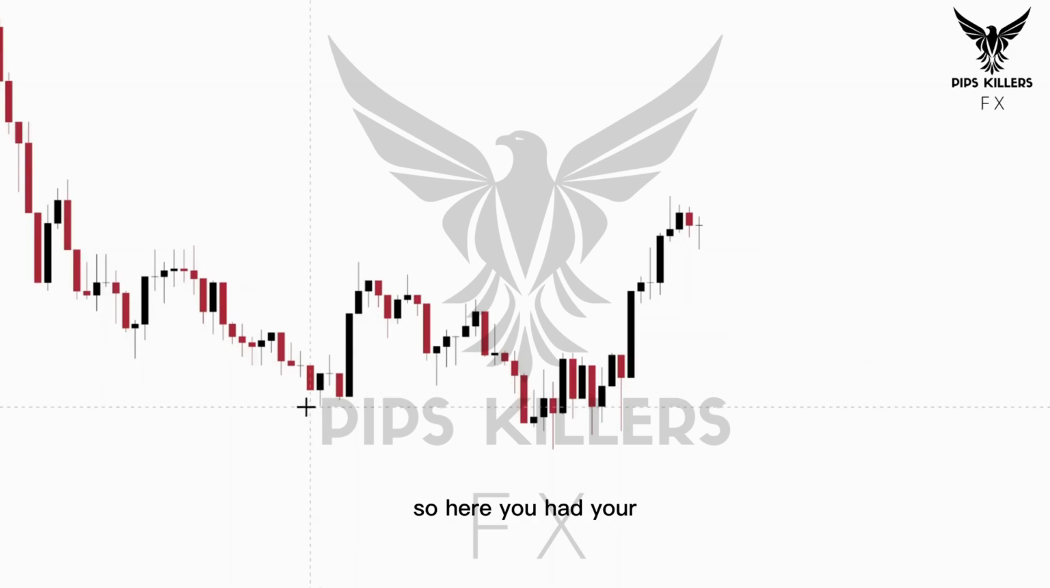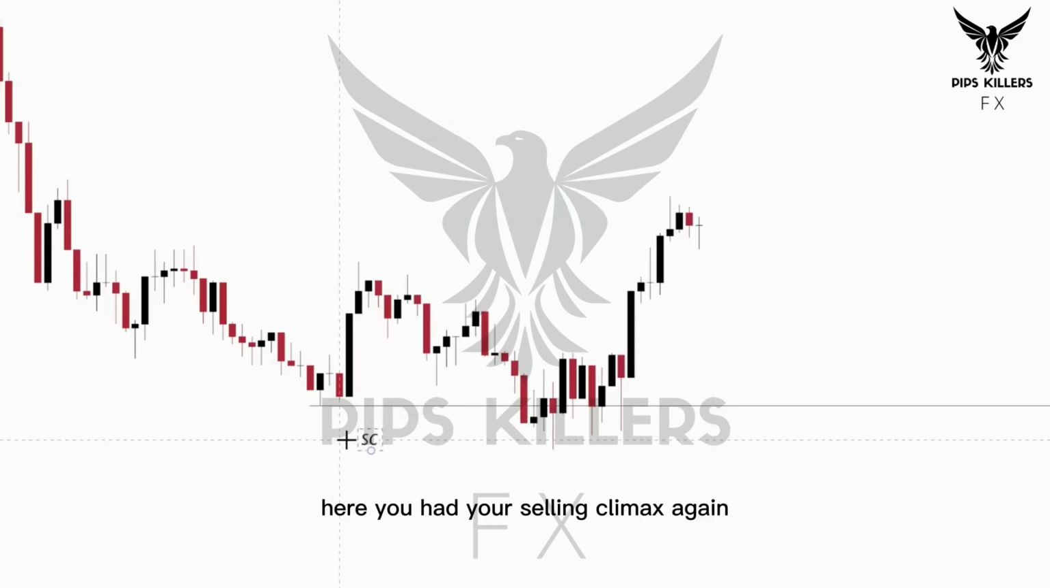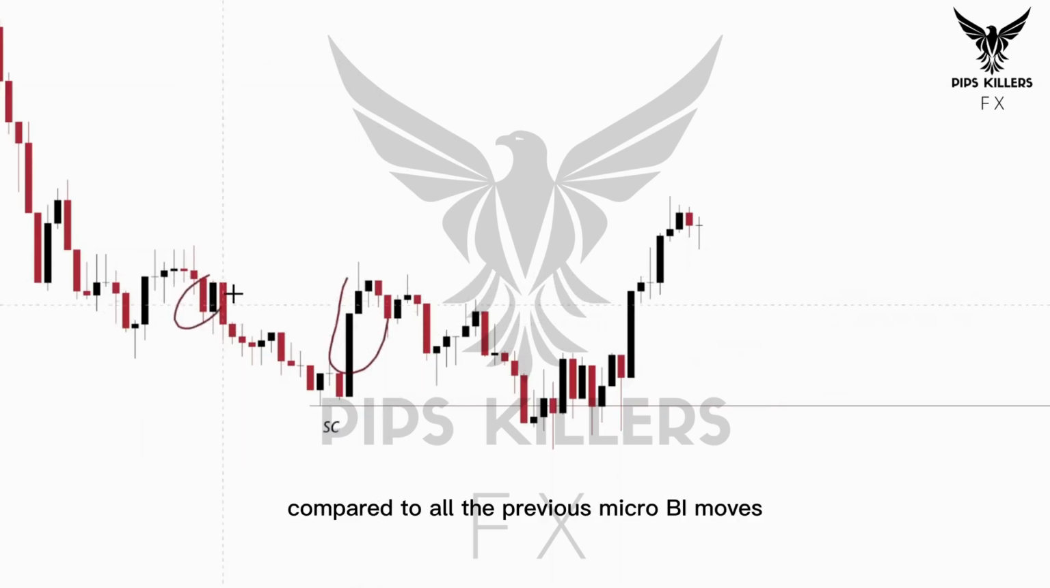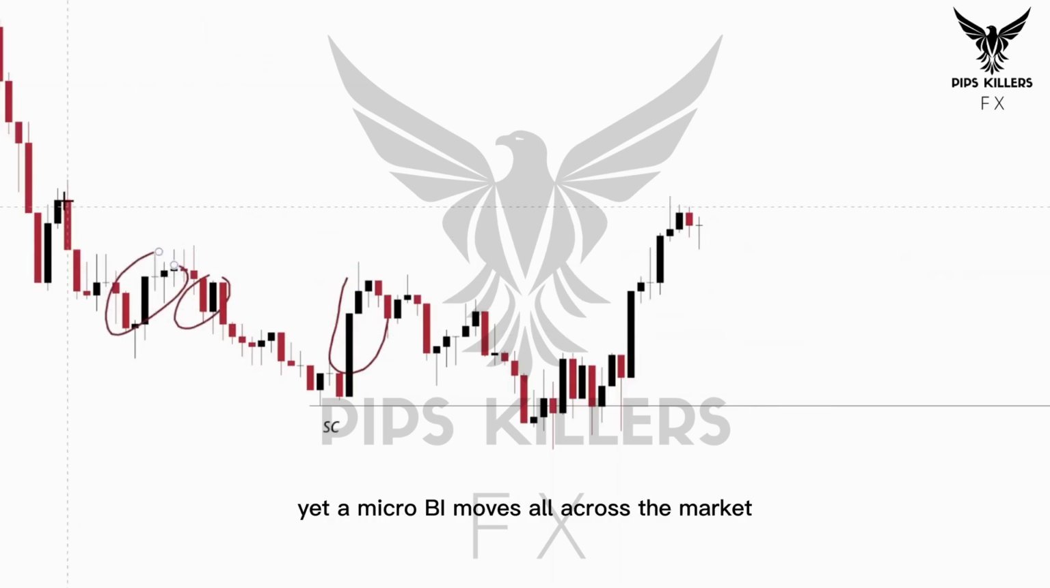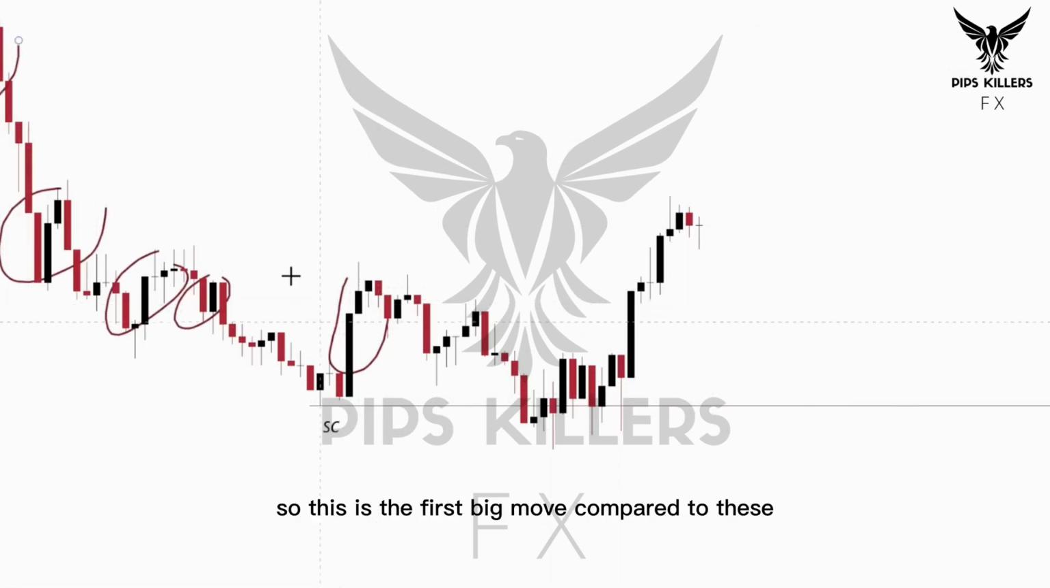So here you had your selling climax. Again, what's the clue that gives it out here? Look at the buy move here compared to all the previous micro buy moves. You get micro buy moves all across the market on our bearish trend. So this is the first big move compared to these.